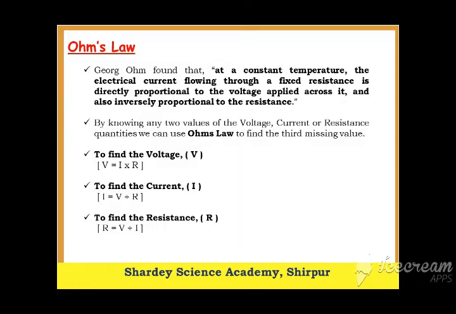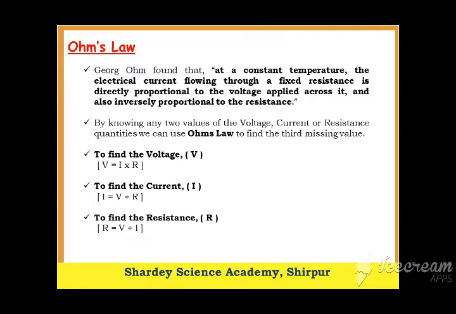So the statement of Ohm's law is that George Ohm found that at a constant temperature, the electrical current flowing through a fixed resistance is directly proportional to the voltage applied across it, and also inversely proportional to the resistance.